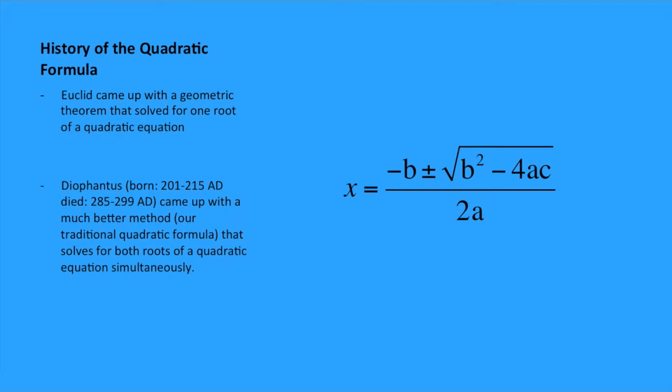So, first of all, there's the quadratic formula here on the right. X equals negative b plus or minus the square root of b squared minus 4ac all over 2a. And that's something that you should memorize at some point.